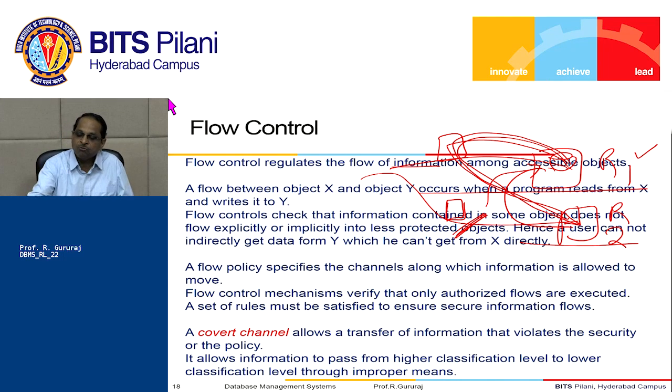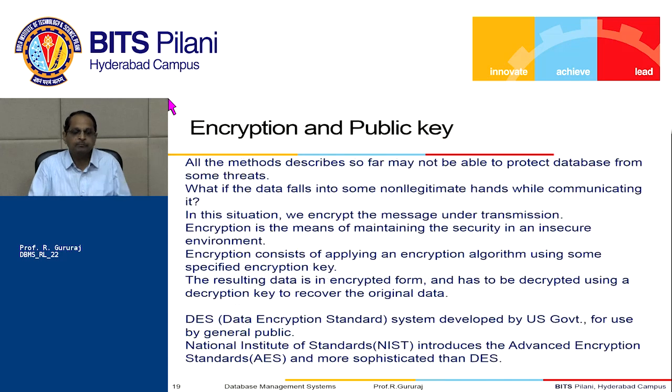Since it has flown to R2, which is less protected, this subject can read or access the data contained in R2. So flow control checks are very, very essential to check unauthorized, illegal flow of information from one object to another to maintain the security.